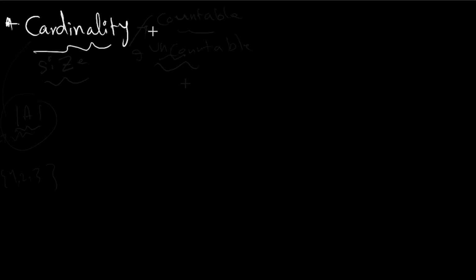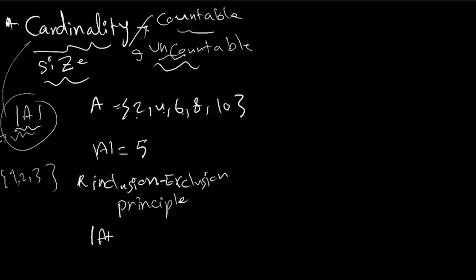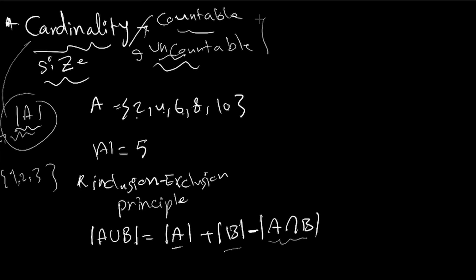Maybe we also want to talk about something called cardinality, and countable and uncountable sets. If you have A, we could say the cardinality of A is just equal to 1, 2, 3, 4, 5, so it's equal to 5. A very useful rule is called the inclusion-exclusion principle. The cardinality of A union B is equal to the cardinality of A plus the cardinality of B minus the cardinality of A intersect B.